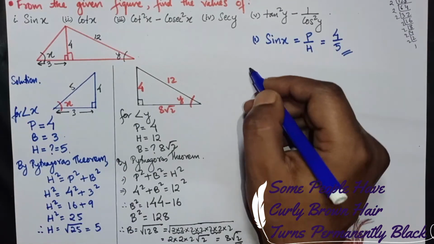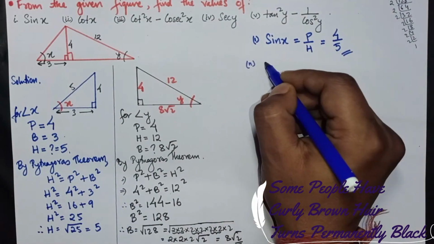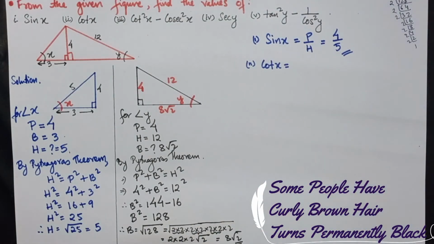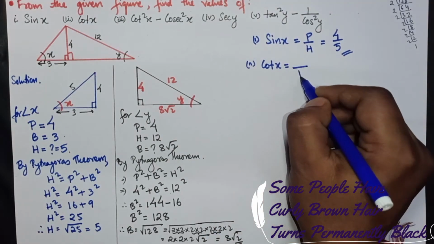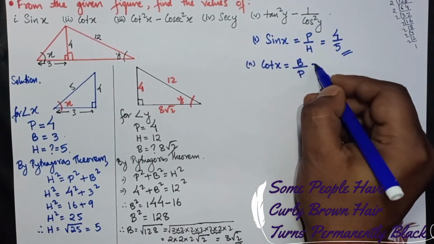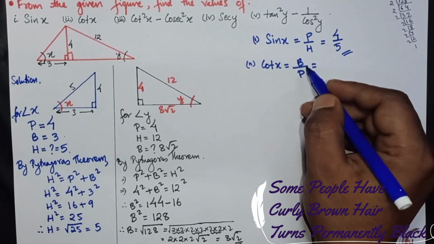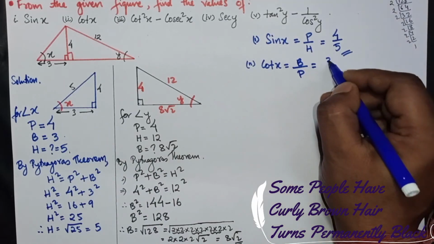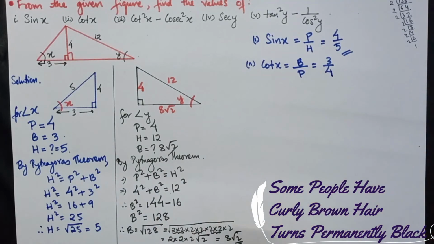Now number 2, what do you have? Number 2 is your cot of X. So cot of X is the reciprocal of tan. Tan is perpendicular upon base, so reciprocal means it will be the opposite, like this. So perpendicular is 4, base is 3, so base upon perpendicular, 3 upon 4. So this will be 3 upon 4. Number 2 answer also I got.